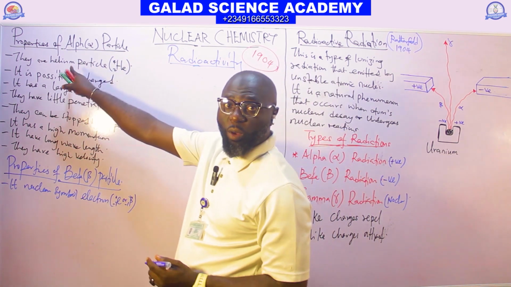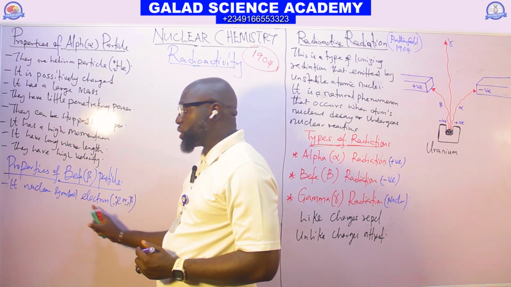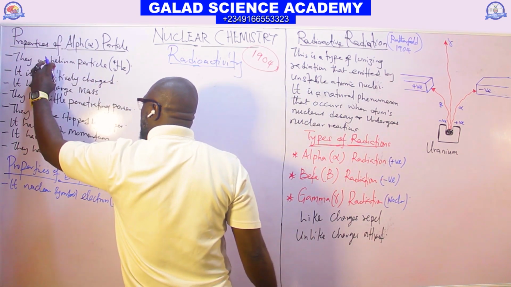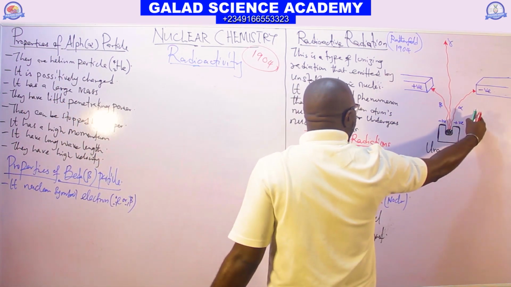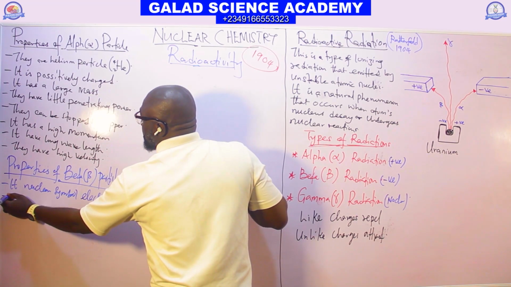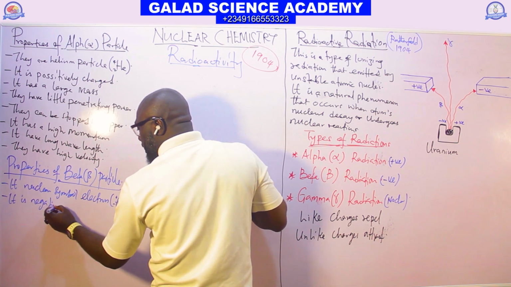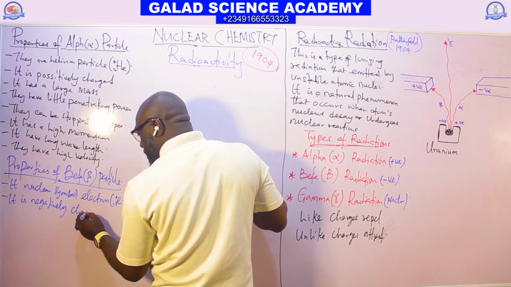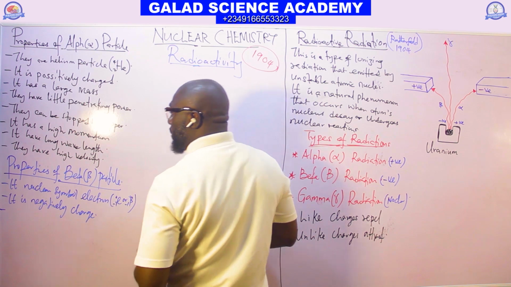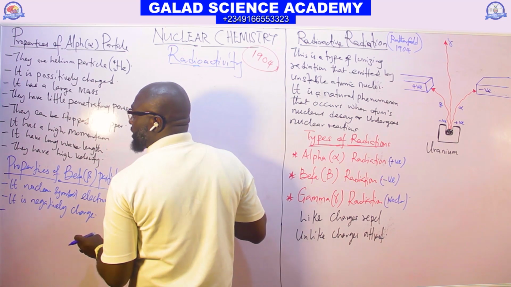Where we use helium to represent the alpha particle, we use the electron to represent the beta particle. The alpha particle is positively charged, while the beta is negatively charged. So beta is negatively charged.